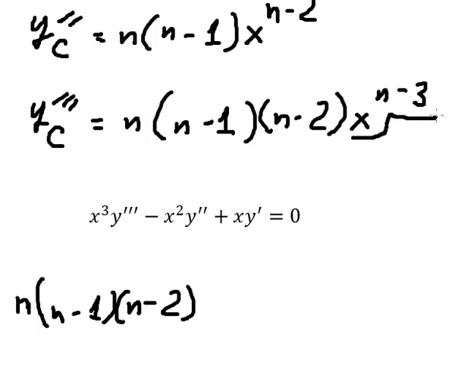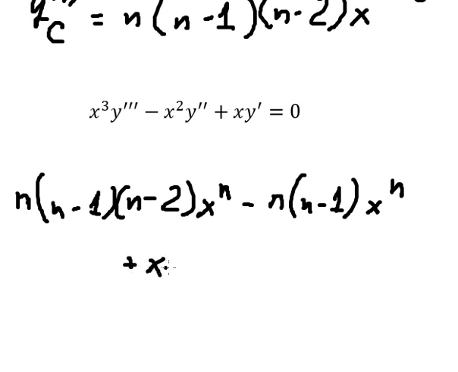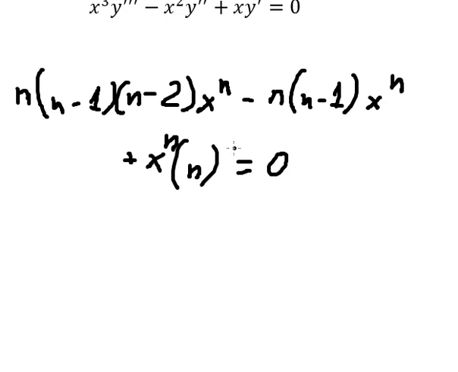So x to the power of n minus 3 multiplied by x to the power of 3, we have x to the power of n. The next one, n multiplied by n minus 1, x to the power of n. And the next one, we have x multiplied by n with x to the power of n, equals 0. Now we have x to the power of n in every term, so we can do factorization.